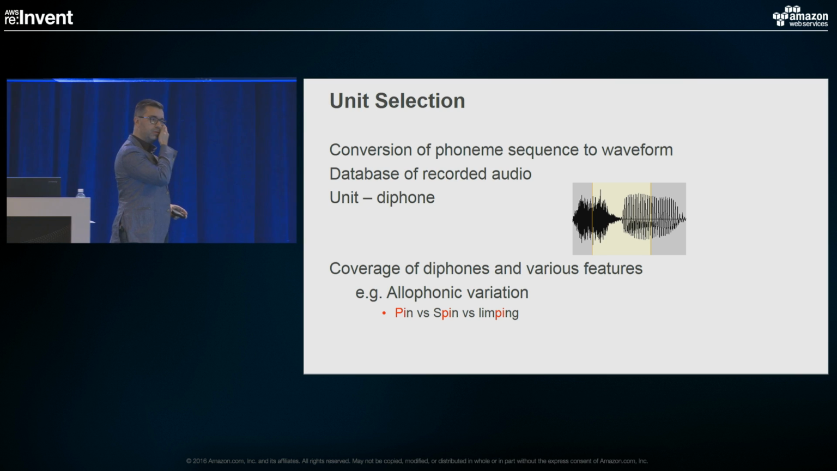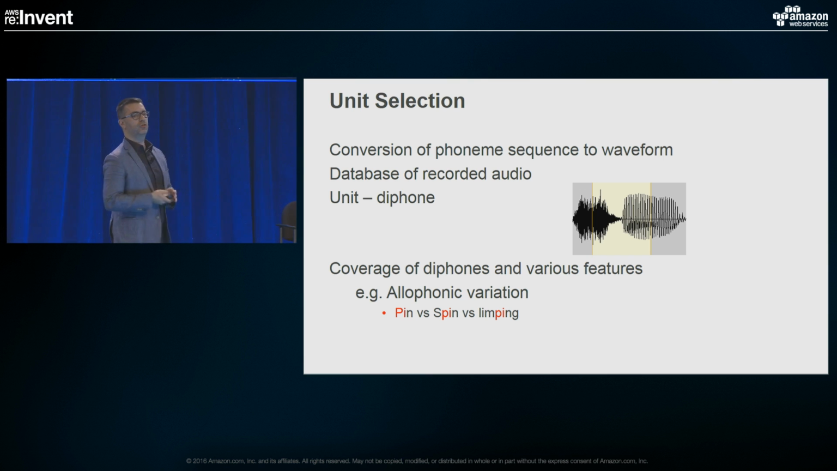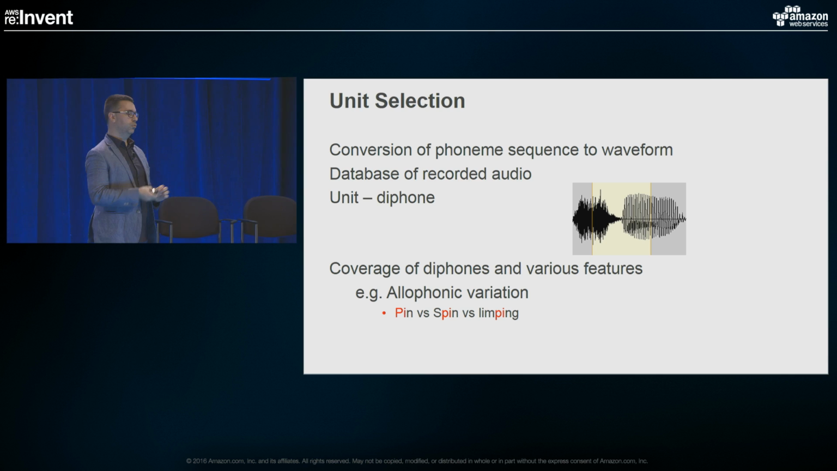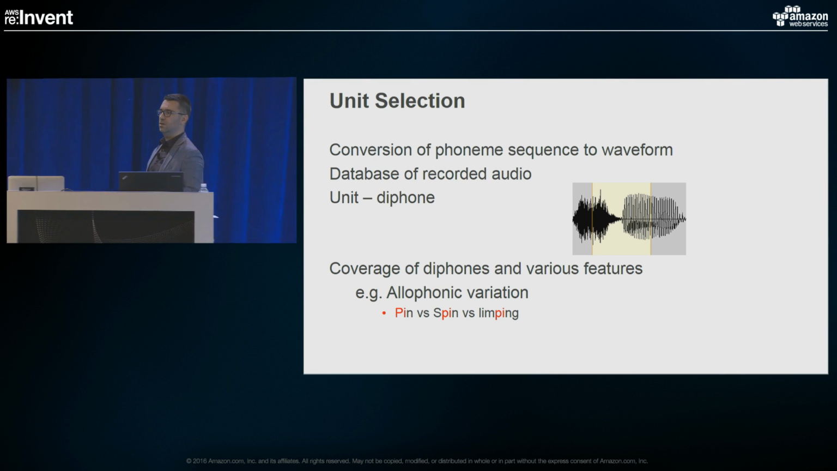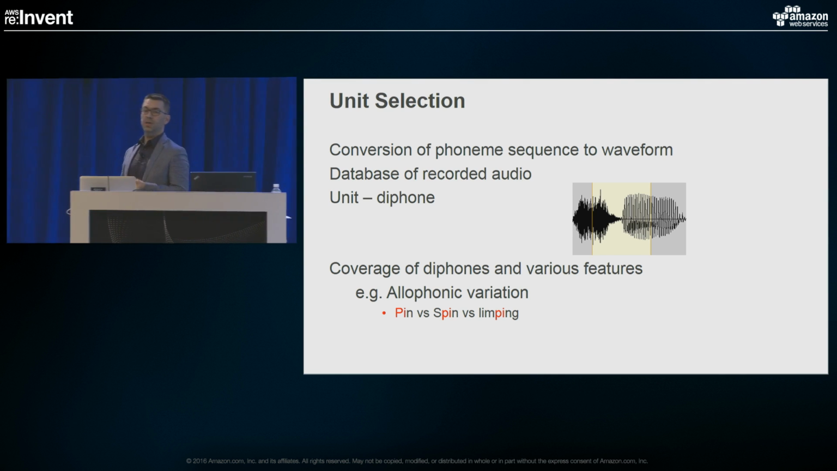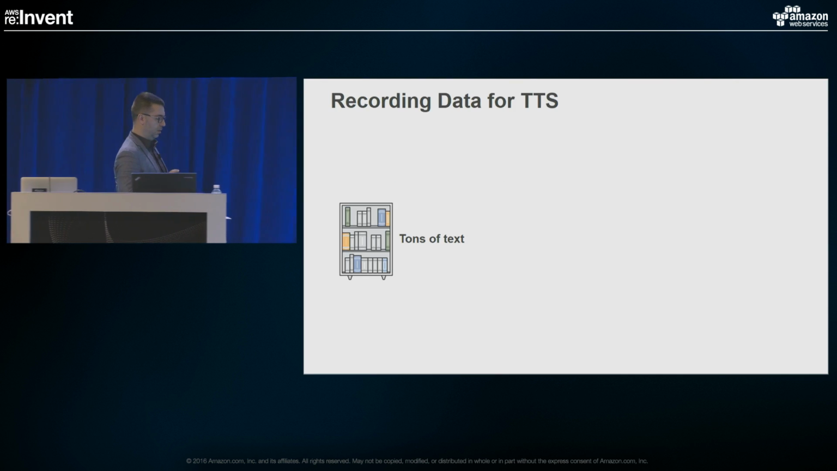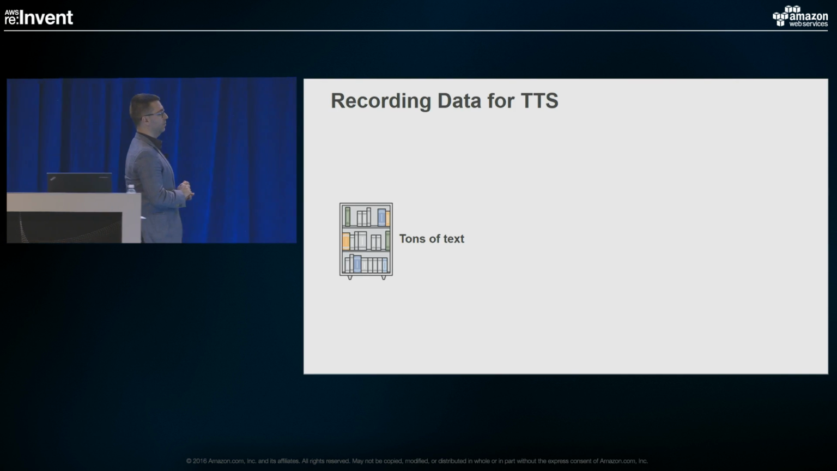Here is the perfect example. It's called allophonic variation. The thing is that P-I, this connection of those two phonemes, sounds different depending on the context. So here you have pin, spin, limping. And if you would use exactly the same diphones between those words, it would sound simply unnatural. So we need to cover that as well. And we have hundreds of this kind of features that we need to cover, which makes selection of a speech inventory really a difficult problem.